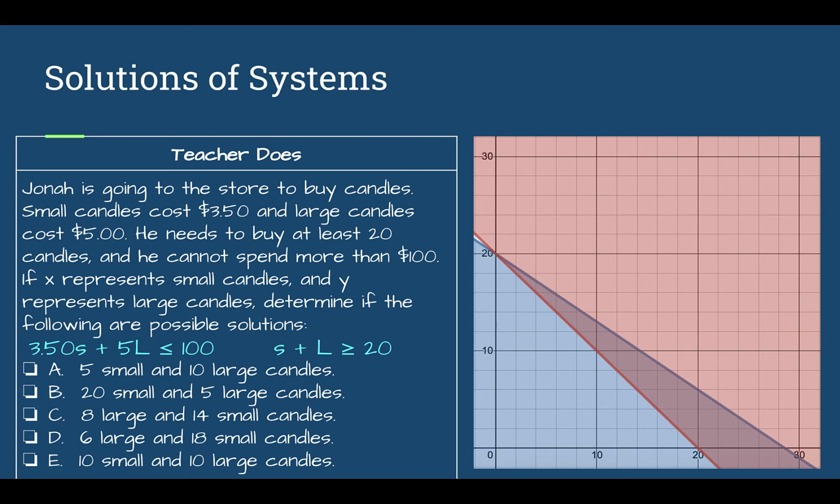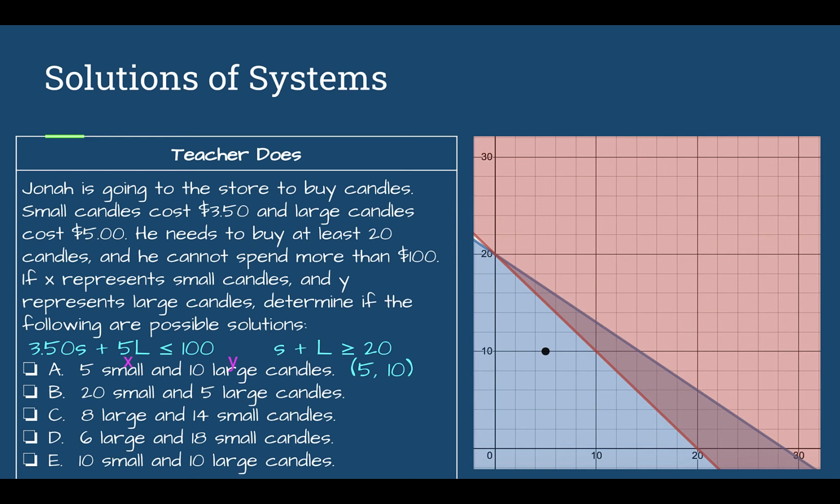Now, to test our combinations here, we're going to need to turn them into coordinates. So A, all it says is 5 small and 10 large candles. Well, if we think about what each is represented by, X is our small candles and Y is our large candles. If we put that as a coordinate, it would go X, comma, Y. So 5 was X and 10 was Y. Now we have a coordinate that we can test. So 5, 10 would fall in that blue shaded area, but not the red, so that would not count as a solution.